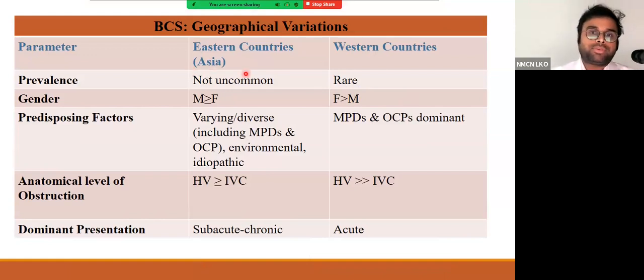There is geographical variation in Budd-Chiari syndrome in Eastern and Western countries, which we'll discuss. The prevalence is more common in Eastern countries as compared to Western countries. About gender predilection, it is more or less equal between sexes in Eastern countries, whereas it is more in females than males in Western countries. Predisposing factors are also different; we'll discuss this in subsequent slides. Regarding the anatomical level of obstruction, hepatic vein obstruction is almost equal or more common than IVC obstruction in Eastern countries, whereas in Western countries, hepatic vein obstruction is much more common than IVC. The dominant presentation in Eastern countries is subacute and chronic. In Western countries, it's acute presentation.